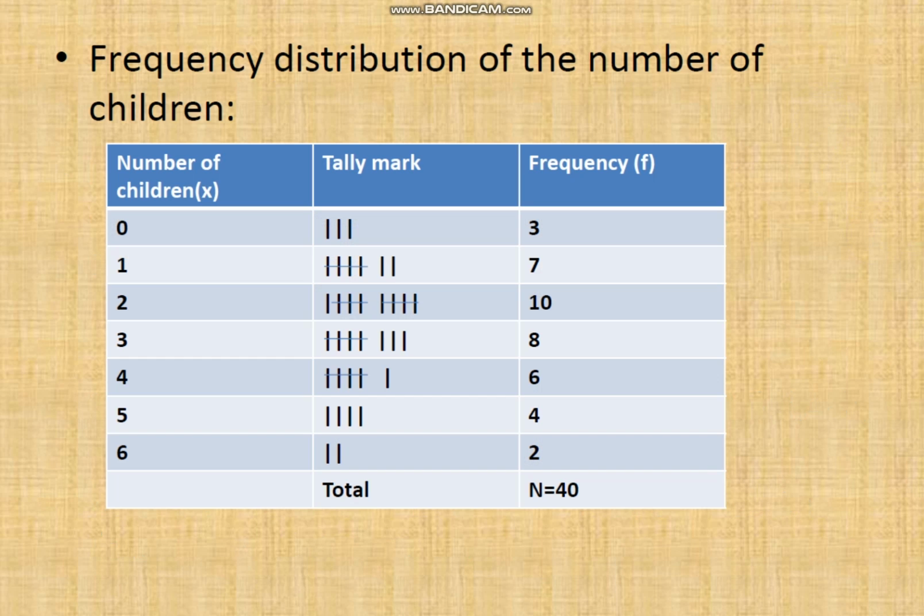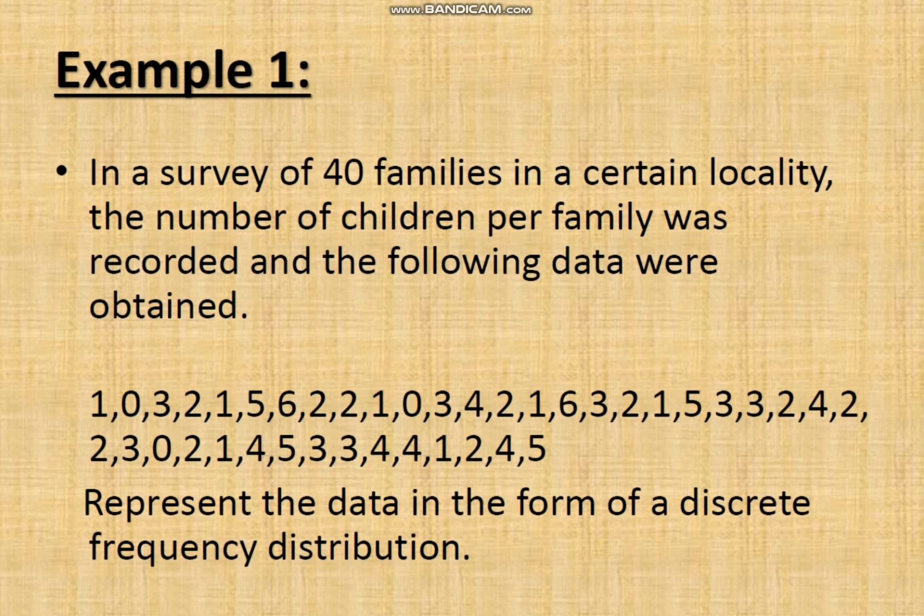So what is our problem here? What is our given question? In a survey of 40 families of a certain locality, the number of children per family was recorded. That means this is raw data. It is ungrouped. You have to classify this into groups so that you can easily understand it.